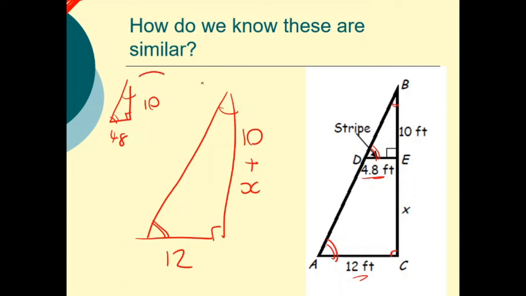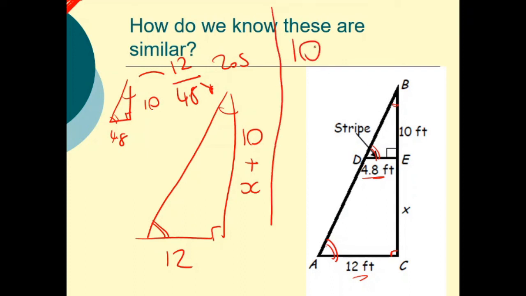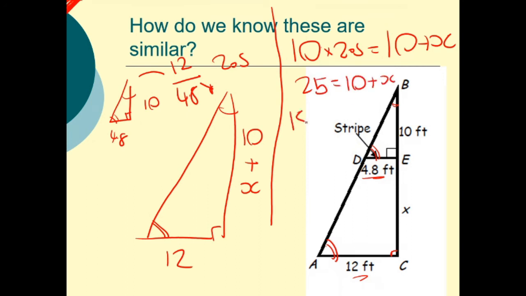So to get from the smaller one to the bigger one, I'm going to have to do 12 divided by 4.8. Let's type into the calculator, see if that brings a nice number. So 2.5. So now I've got to times the smaller one by 2.5 to get to the bigger one. I know 10, which is my BE, and if I times that by my scale factor, that has to be the length of the bigger one, which is 10 plus x. Now if we solve this, I've got 25 equals 10 plus x, minus 10 from both sides, so I've got 15 equals x. So I know x is 15.